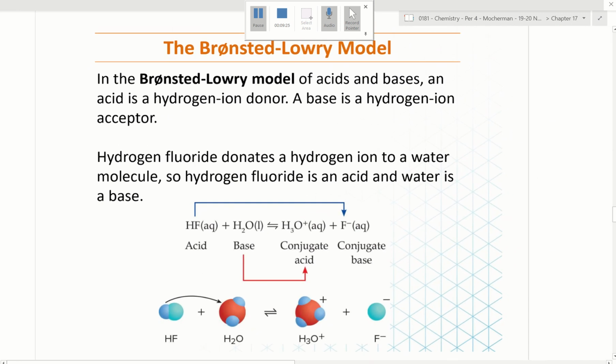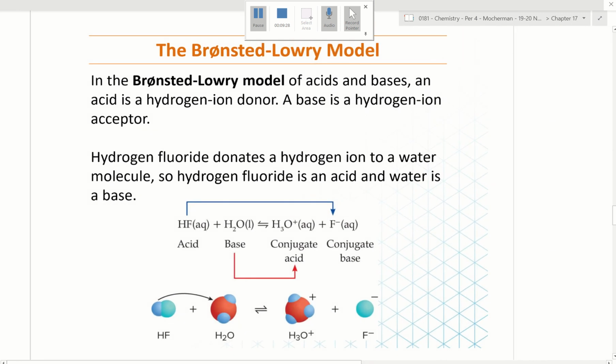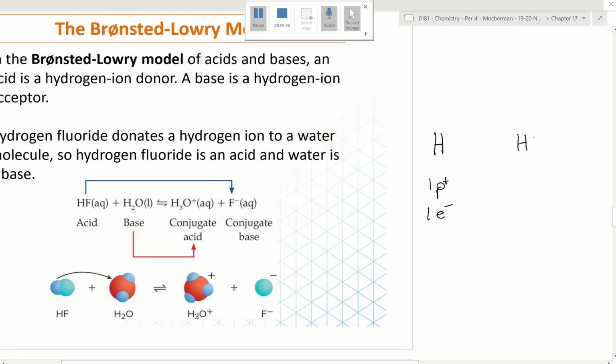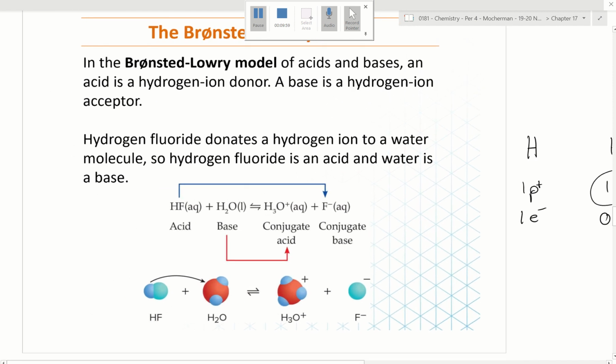All right, the Bronsted-Lowry definition. In the Bronsted-Lowry definition of acids and bases, it's all about what happens in a chemical reaction. Basically, an acid is something that gives up a proton. That's the H+. If you figure hydrogen is 1 proton and 1 electron, H+ is 1 proton and 0 electrons. So essentially, it's just a proton. So when we're talking about H+, we're talking about protons. So the Bronsted-Lowry definition says an acid is something that donates a proton in a reaction.